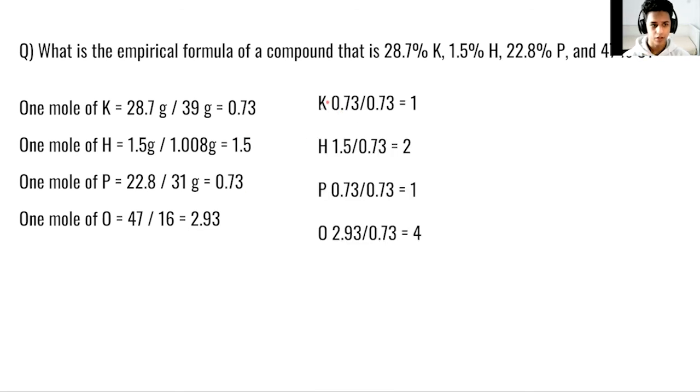The first one is potassium, 0.73 over 0.73, which is 1. The hydrogen, 1.5 over 0.73, equals 2, and the rest is the same. So these numbers mean that potassium will have 1, hydrogen will have 2, phosphorus will have 1, and oxygen will have 4. The compound will be written like this, just for clarification: K1H2P1O4.